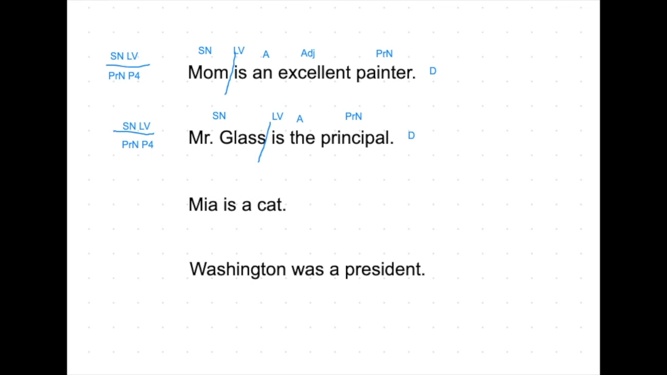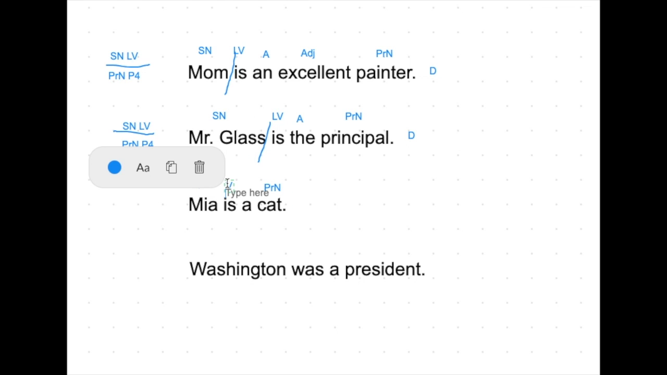Third one, Mia is a cat. Who is a cat? Mia, subject noun. What is this saying about Mia? Mia is. Is a verb. It's showing a state of being, so right away you should be thinking to yourself, is this a linking verb? Well, let's see if there's a predicate noun and we'll find out. Mia is what? Cat. Does cat mean the same as Mia? Are they referring to the same thing, the same animal? They are. So, cat is PRN.